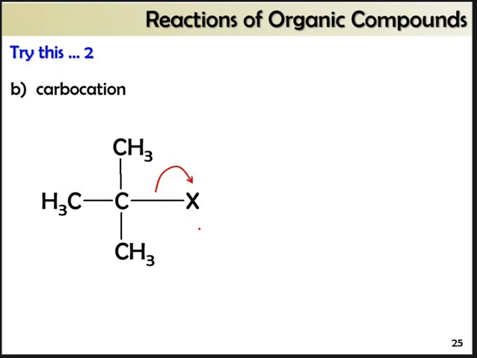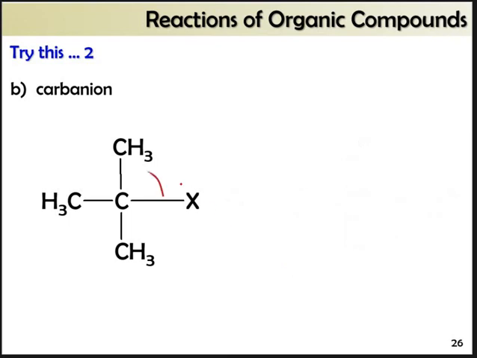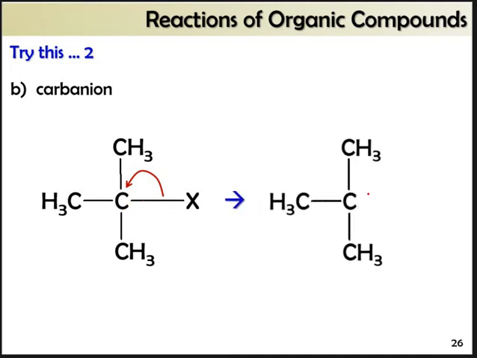And then if you want to produce carbocation, carbon here becomes C plus, so both of the electrons will go to the X, and then we will get C plus, which is carbocation, and X minus, an anion. And then if you want to produce carbanion, both of the electrons between the bond C and X will go to the carbon, and then it will become carbanion, and X is cation.